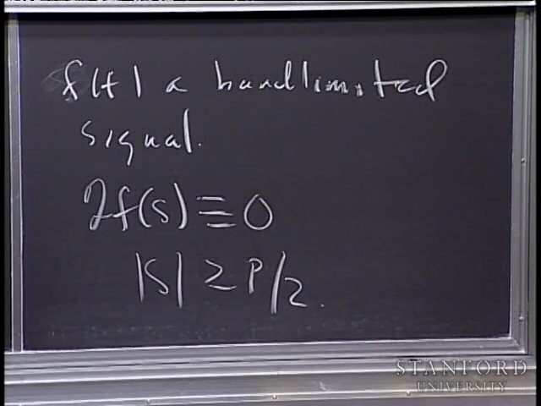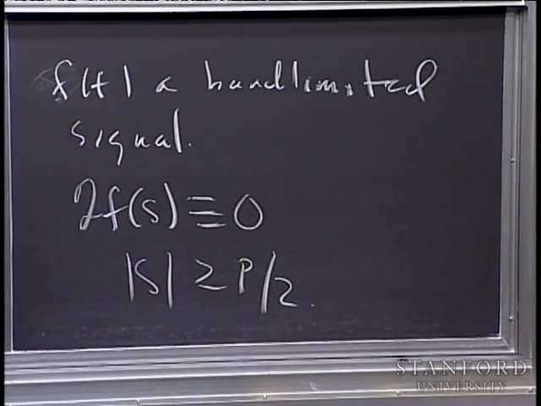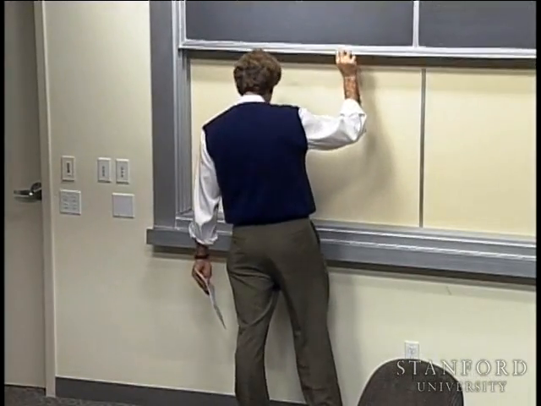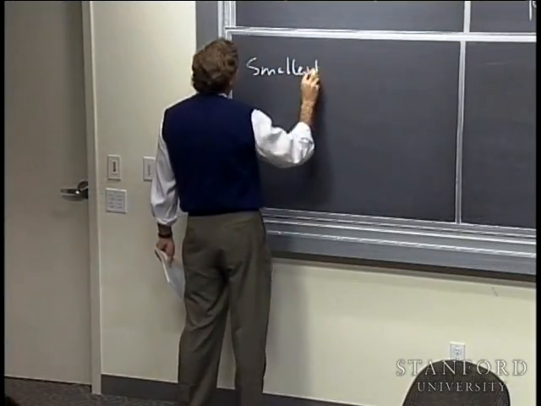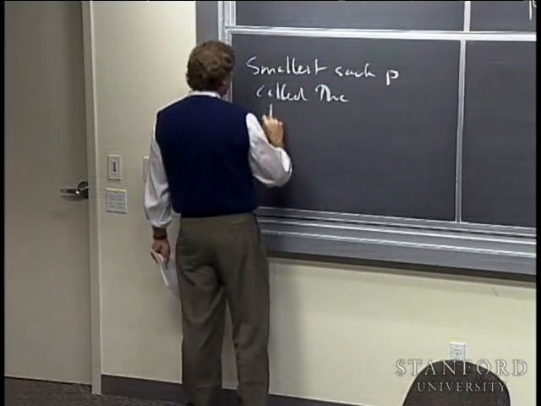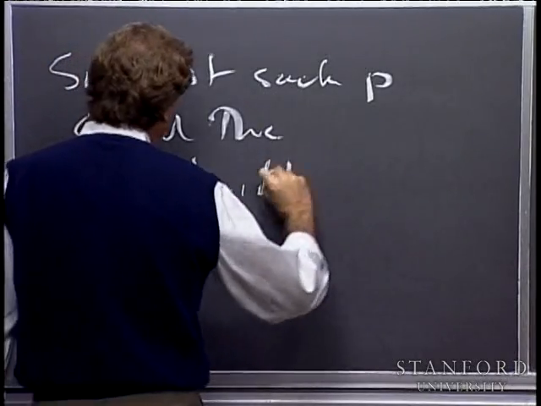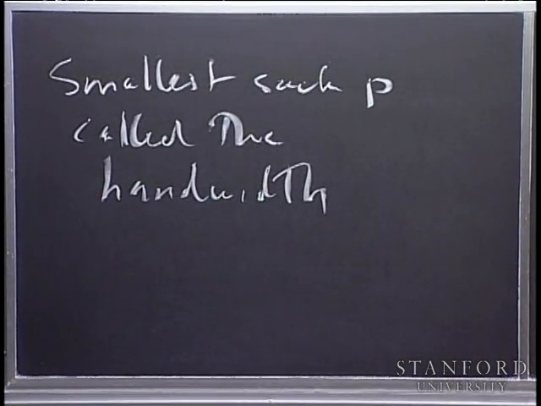I'm writing it with respect to the order. And the smallest such p is called the bandwidth. There may be many p's for which that is true, but the smallest one is called the bandwidth. Bandwidth is ubiquitous in signal processing, but I think this is the definition that's most commonly accepted. You're assuming the Fourier transform is identically zero from some point on, and the smallest number for which that's true is called the bandwidth.